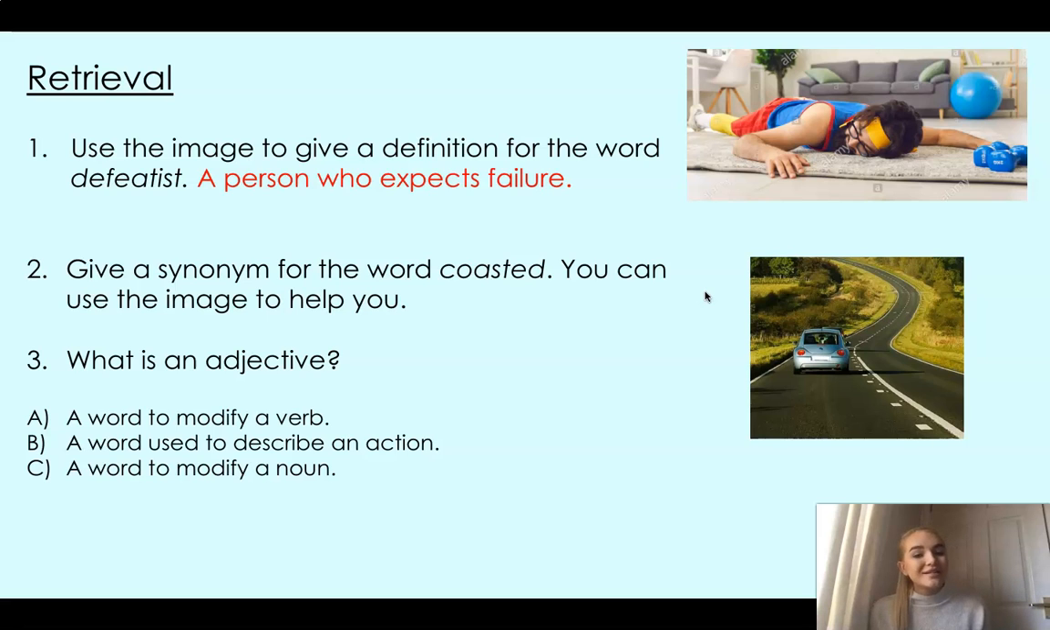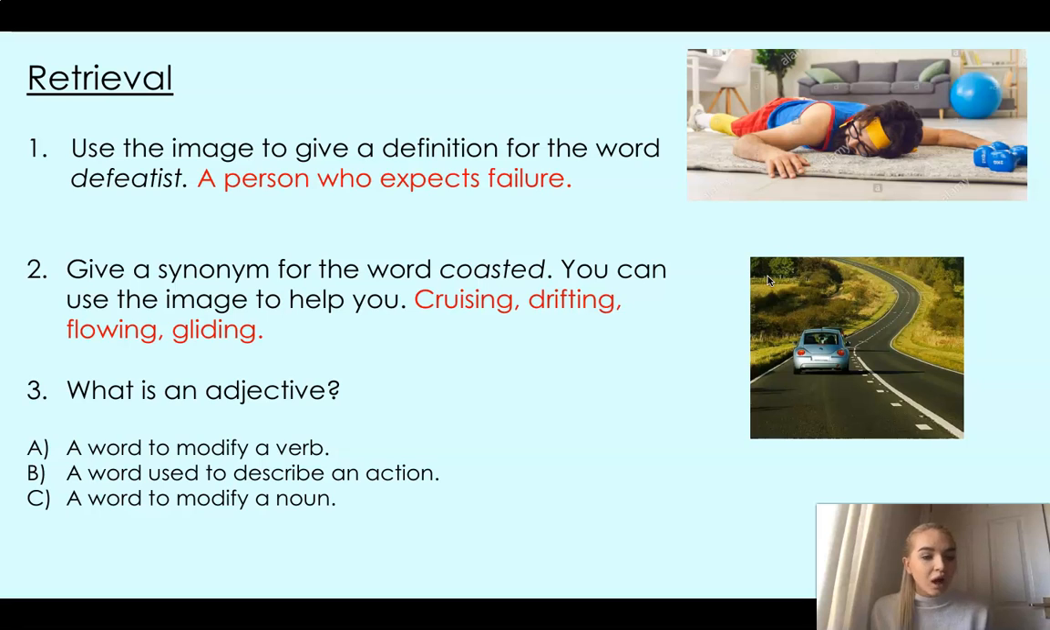Number 2, give a synonym for the word coasted. So using the image to help you, can you think of a synonym for the word coasted? What does a synonym mean again, please? That's right, a synonym is the word that means the same as our original word. So something that means the same as coasted could be cruising, the car is cruising down the road, drifting, flowing, or gliding.